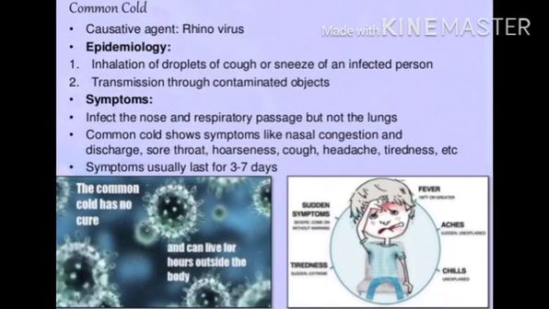Common cold. Causative agent: rhinovirus. Epidemiology, meaning transmission: inhaling droplets of cough or sneeze of an infected person, and transmission through contaminated objects. Symptoms: it infects the nose and respiratory passage but not the lungs. Common cold shows symptoms like nasal congestion and discharge, sore throat, hoarseness, cough, headache, tiredness, etc. Symptoms usually last for 3 to 7 days.